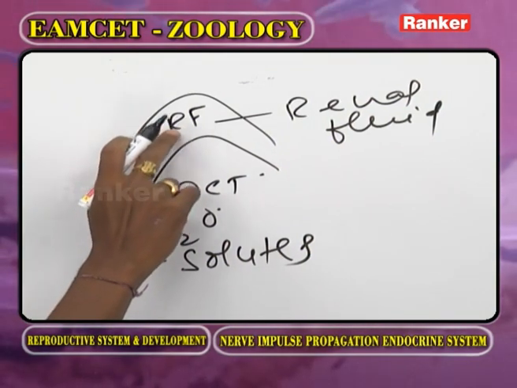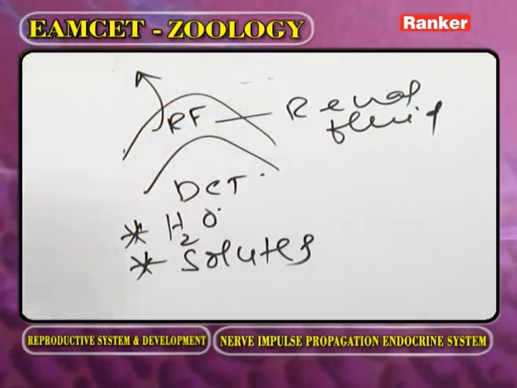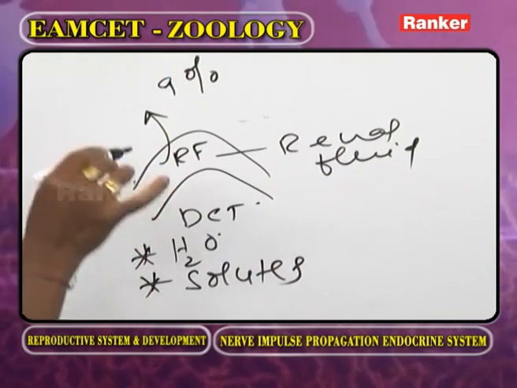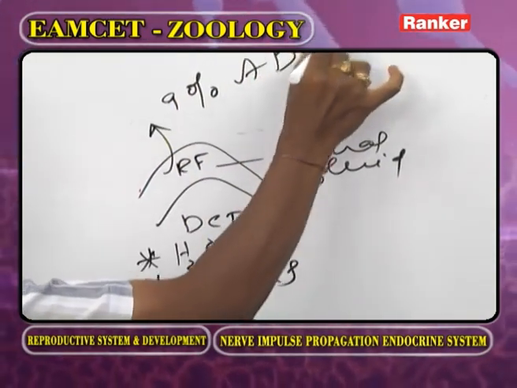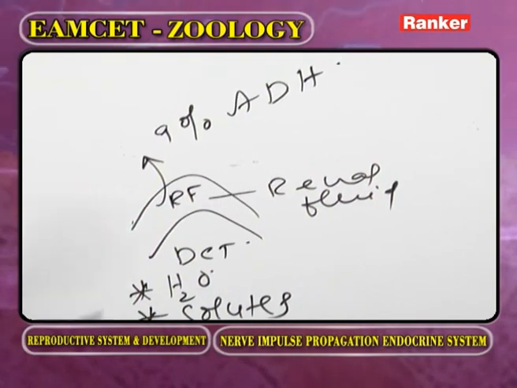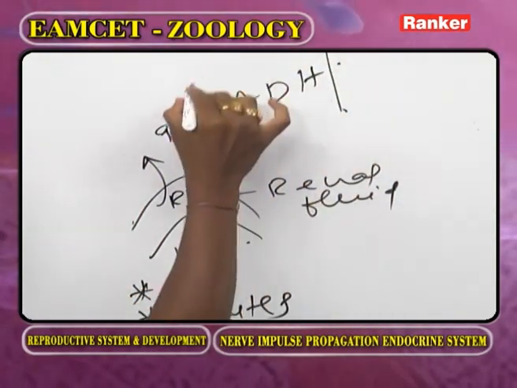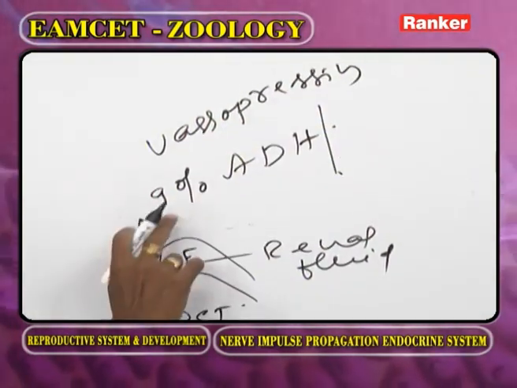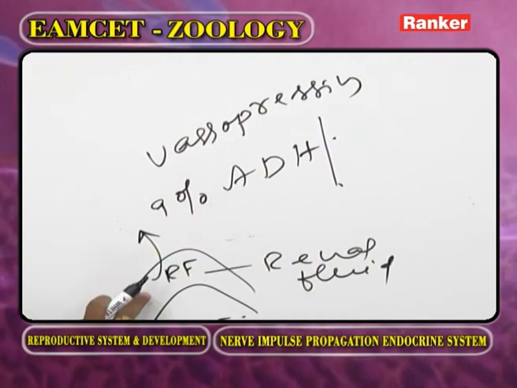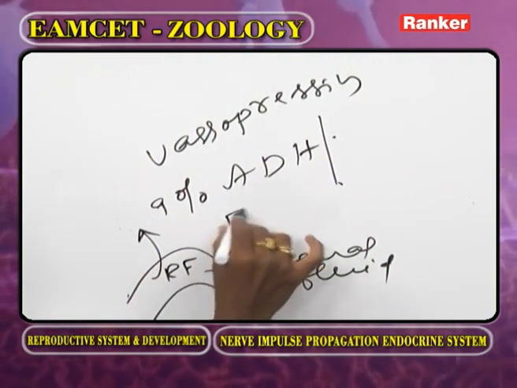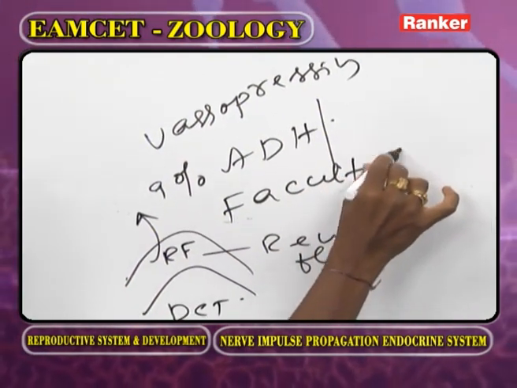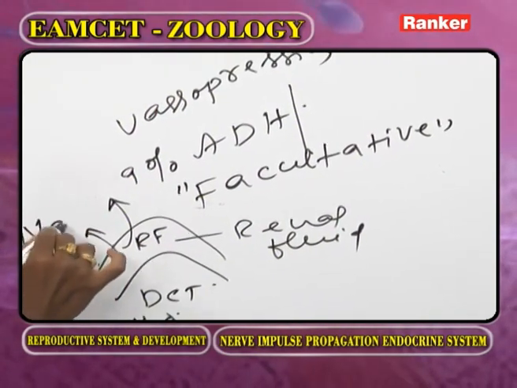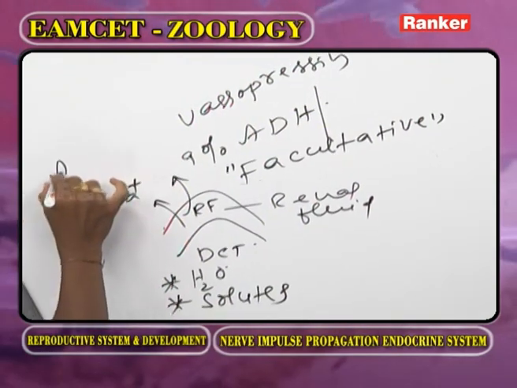Now from the renal fluid, how much water is reabsorbed? 9%. Here what type of hormone plays an important role? ADH. What is the meaning of ADH? Antidiuretic hormone, also called vasopressin. With the help of this hormone, water reabsorption takes place, so we call it facultative reabsorption.